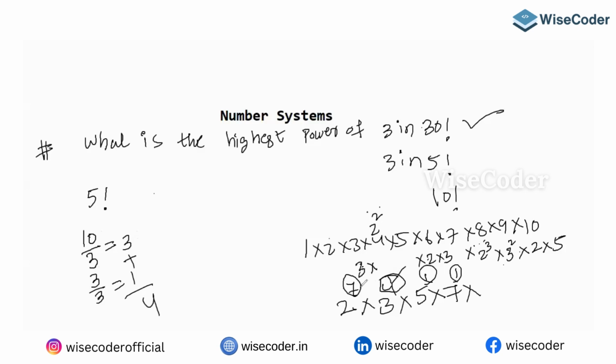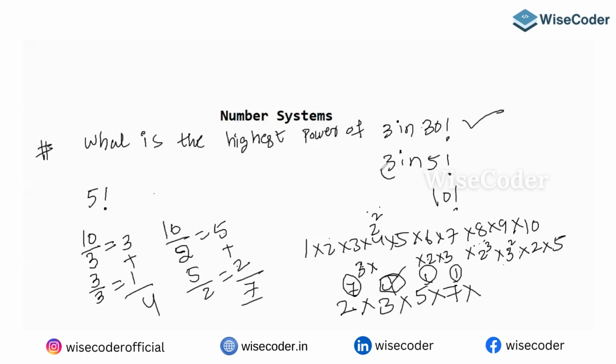Let me calculate the highest power of 2. 10 by 2, how many times? 5. 5 by 2, how many times? 2 times. Ignore the decimal part. 5 plus 2 is 7 times. So the highest power of 2 is 7.